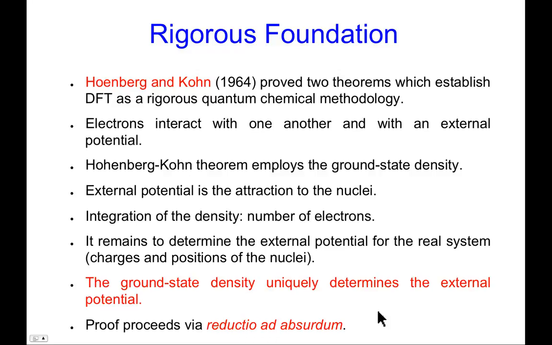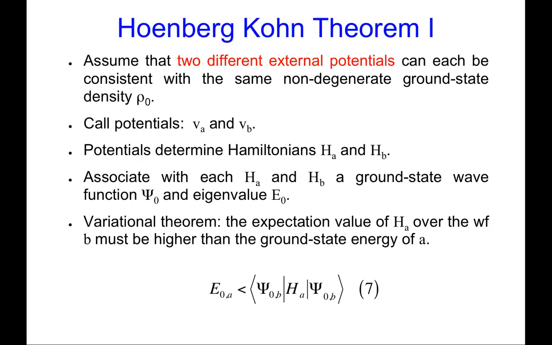The proof itself actually proceeds via a reductio ad absurdum. If you remember how that works in math, you make an assumption, you show that that assumption leads to an impossible result, and as a result, you know that your assumption must have been wrong. So the Hohenberg-Kohn theorem begins with the following assumption. Assume that there are two different external potentials, so two different arrangements of nuclei, whether differing in charge or differing in positions or both, each consistent with the same non-degenerate ground state density.